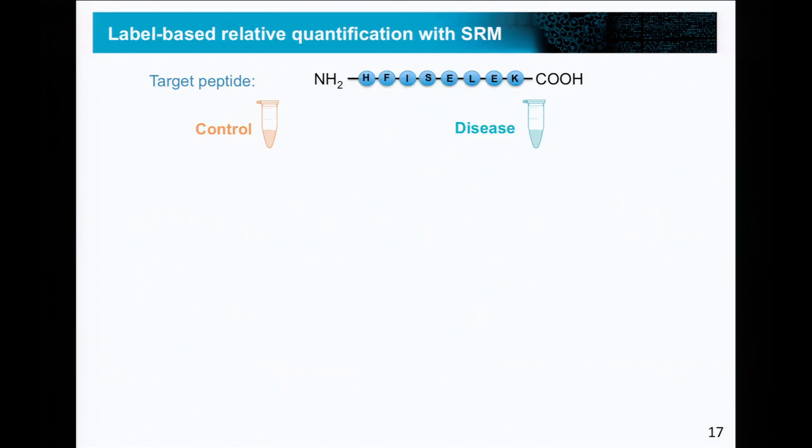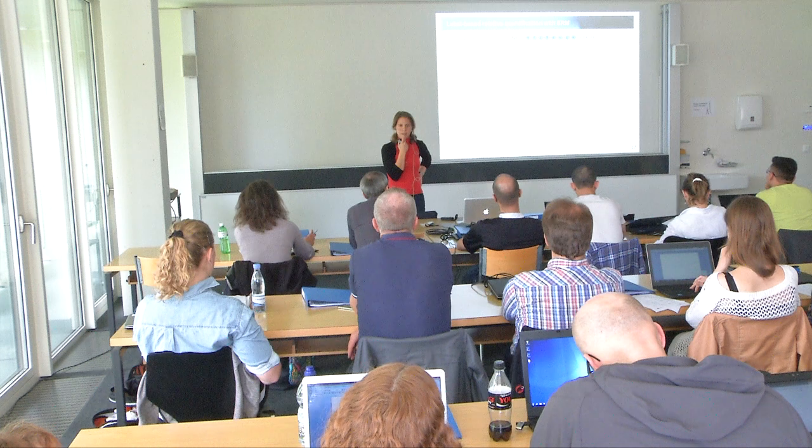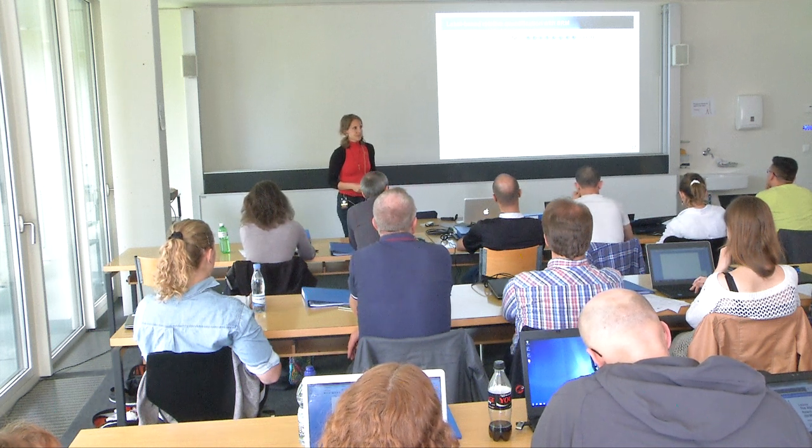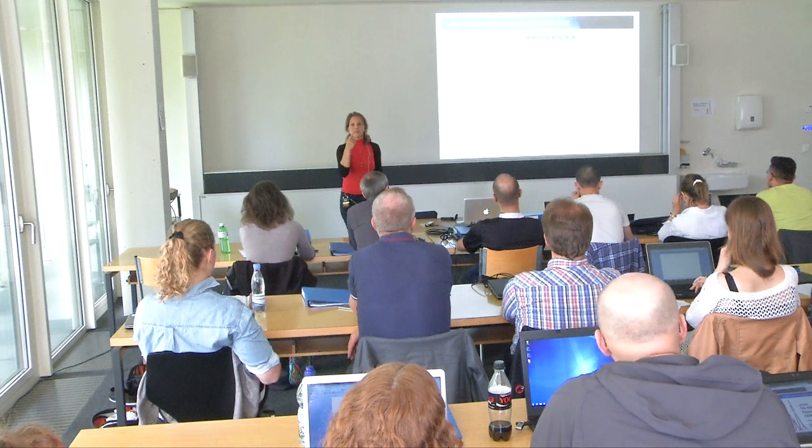Okay, so let's again have a look at our little example here. And now let's ask the question: what do I need to do if I want to quantify my peptide here in the control and in the C sample using label-based quantification with SRM? What do I need to do compared to what we have done with label-free? Yeah?